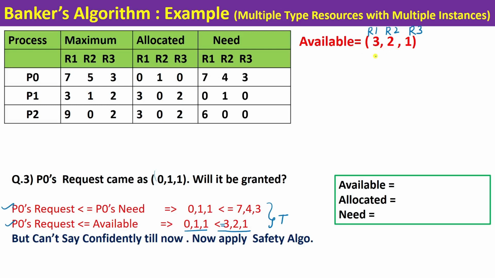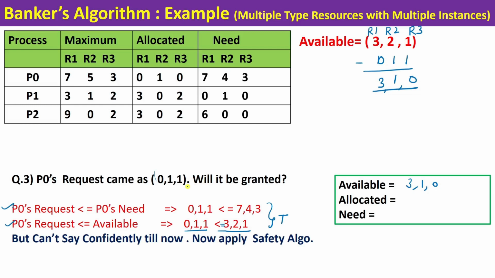So let's say if OS says okay, 0, 1, 1 is granted to P0, that means more resources will be allocated to P0 and need will be reduced, and this available one will also reduce. So that means if 0, 1, 1 these resources are given, how many resources are we left with? So 3 minus 0 is 3, 2 minus 1 is 1, and 1 minus 1 is 0. Okay, 3, 1, 0. These are the available resources now after granting the request of the 0, 1, 1.